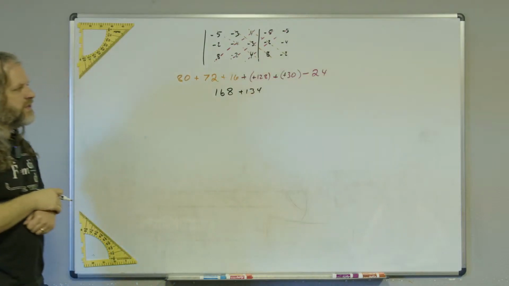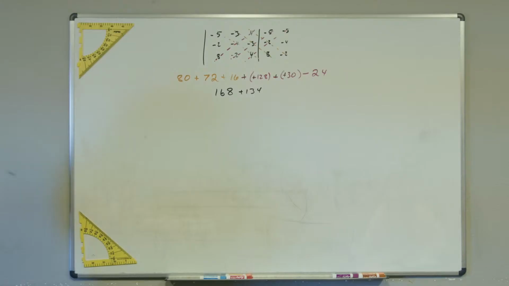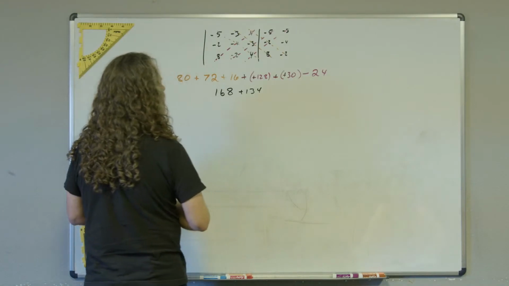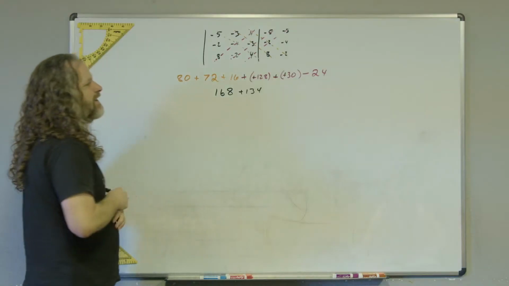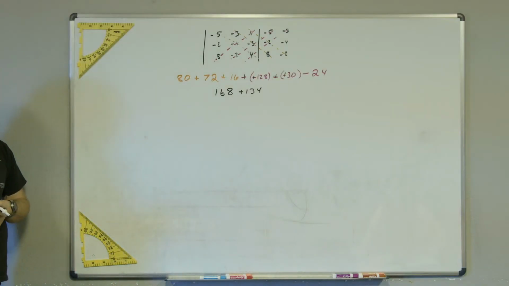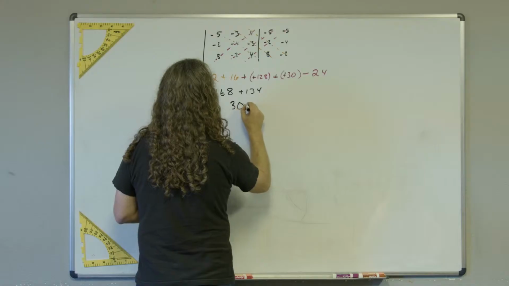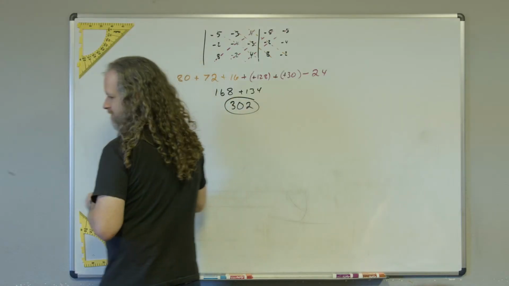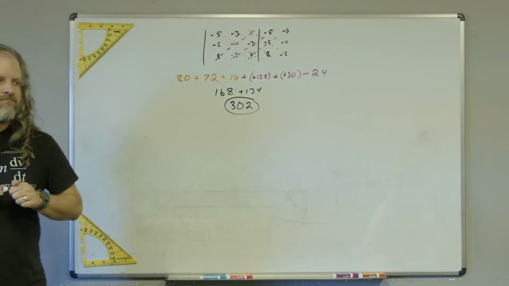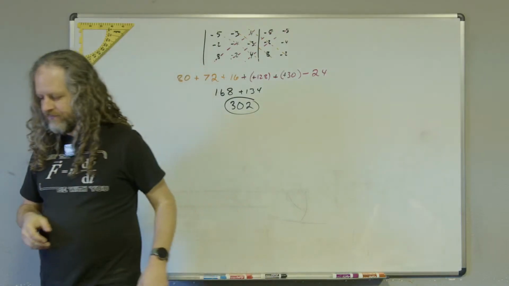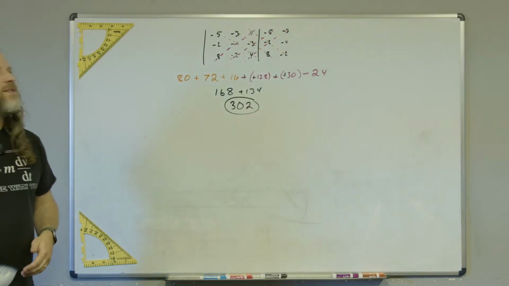And then 168 plus 134 is what? It's definitely not 300 even. There's no way that's right. What? 302. Great. Yay. All right, kids. What else?